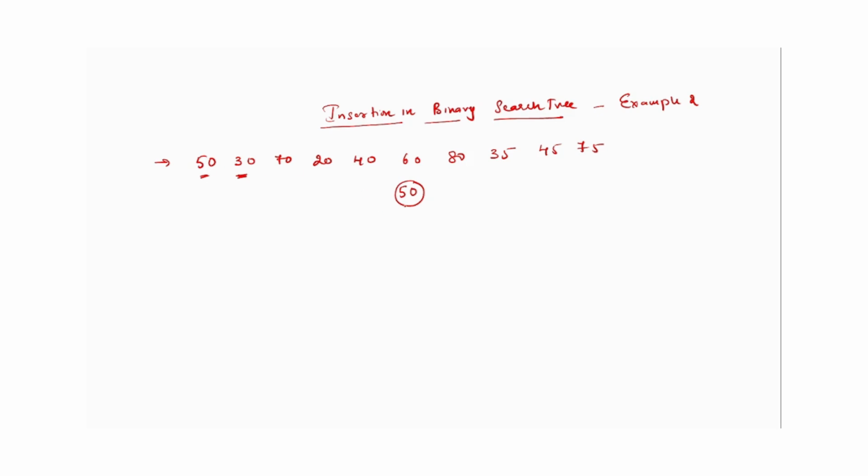30 is less than 50. Therefore, it should be inserted to the left of 50. Now comes 70. Now compare 70 with 50. 70 is greater than 50. Therefore, it should be inserted to the right of 50.